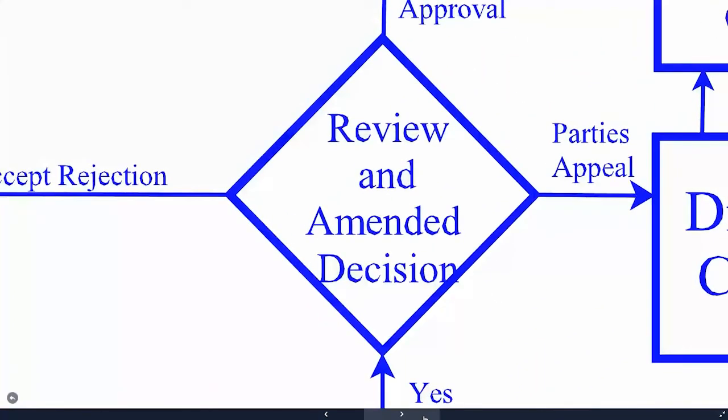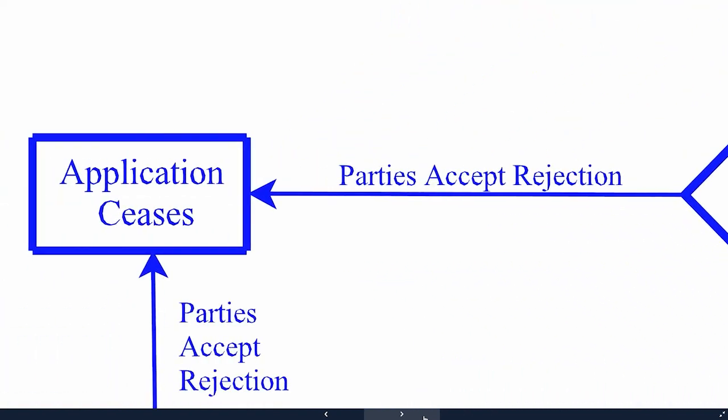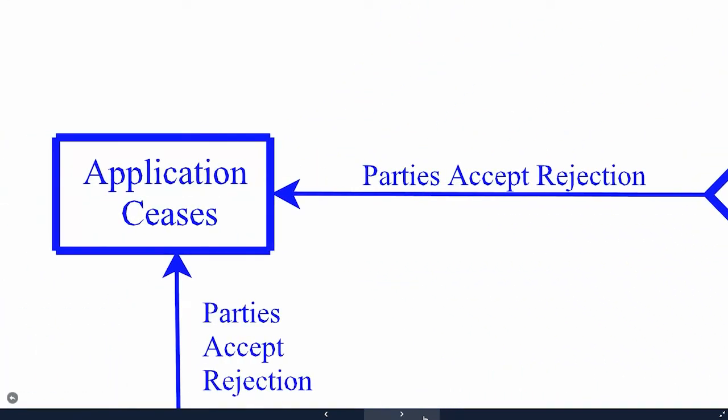If the state engineer does not have reason to believe the application meets the statutory criteria within Utah Code, Title 73, Chapter 3 for approval, the application shall be rejected in an amended order of the state engineer. If the parties accept the rejection, the application ceases.